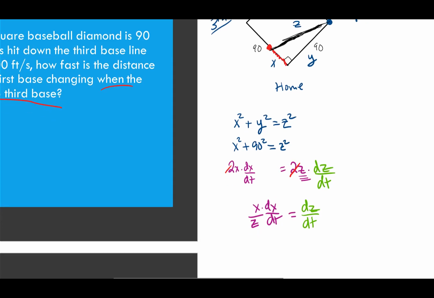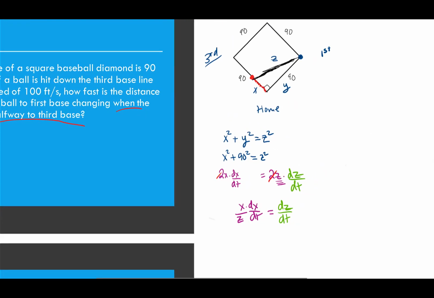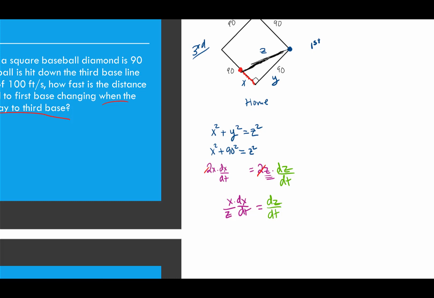And we're looking for dz dt. So let's see if we can plug in and see what's left. What do we need to get? We need to get our x value, we need to get our z value, and we need to write in our dx dt, but we're already given dx dt.